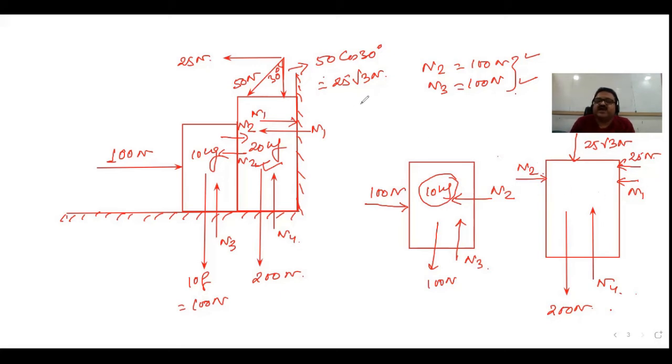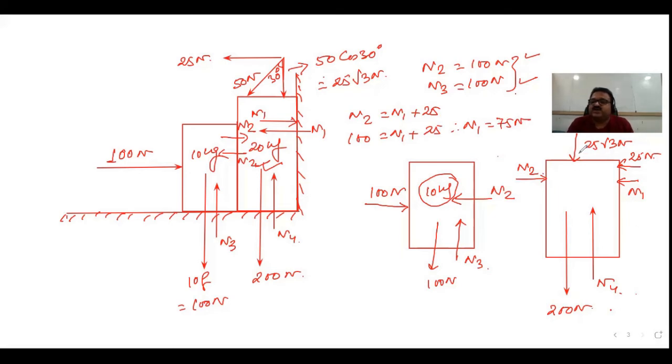So what we can write? N2 equal to N1 plus 25. Now look, watch it. What is N2? N2 is 100 Newton. N1 plus 25. Hence N1 is 75 Newton.